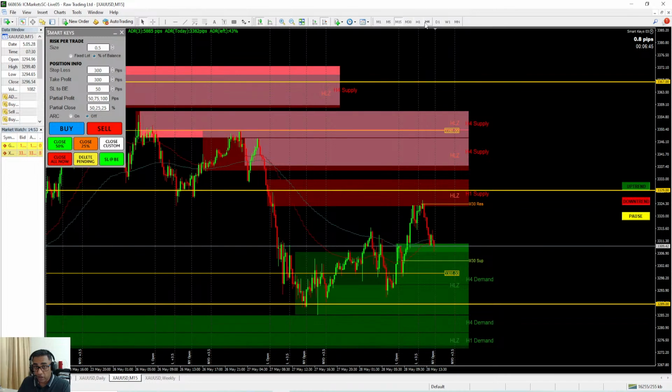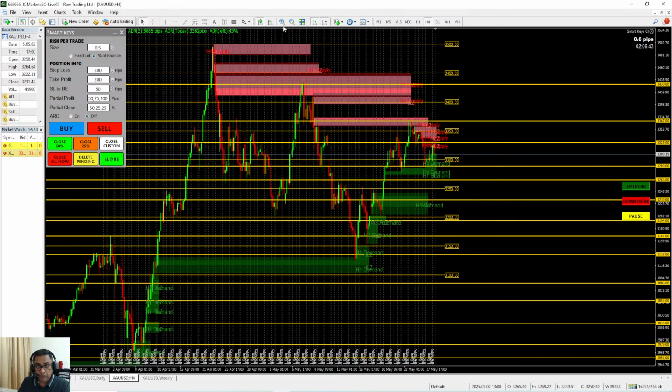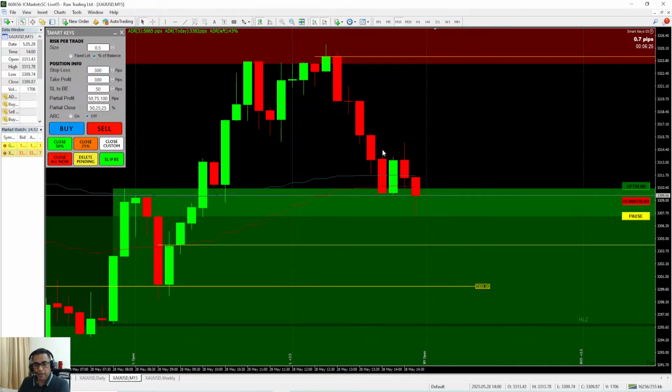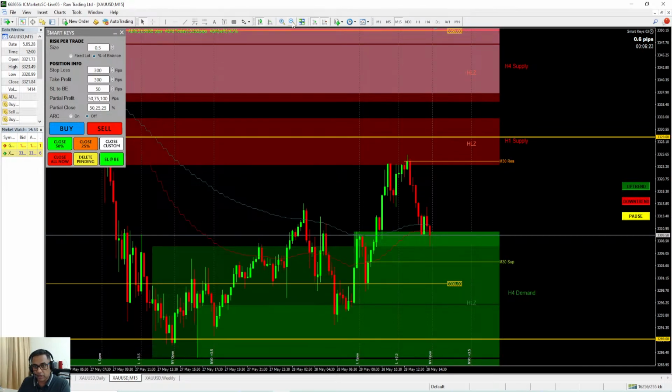But right now we've created 4-hour structure, which is very clear. We've created 4-hour demand, a new demand level, and a high liquidity zone. So which means it's taken out supply to the left. So price can push back, right? We can have a bounce up, which is what I'm going to be looking for today. Okay, let's go to the 50-minute time frame and take a look at what price has done in the Asian and London sessions.